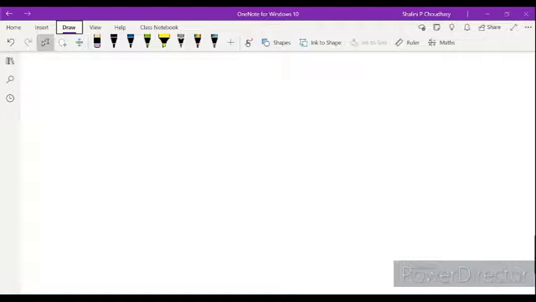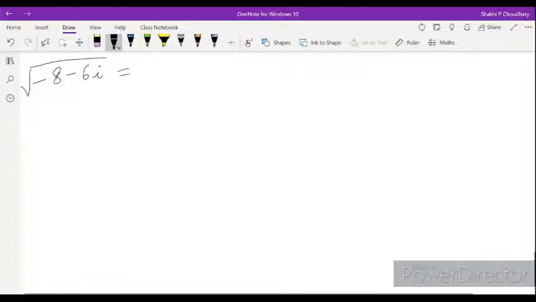Today we'll do sums based on the square root of a complex number and the solution of a quadratic equation in complex numbers. The first question is: given z = -8 - 6i, this is the value of z. What we have to find out is the square root of -8 - 6i. So let us suppose that -8 - 6i is equal to a + ib.